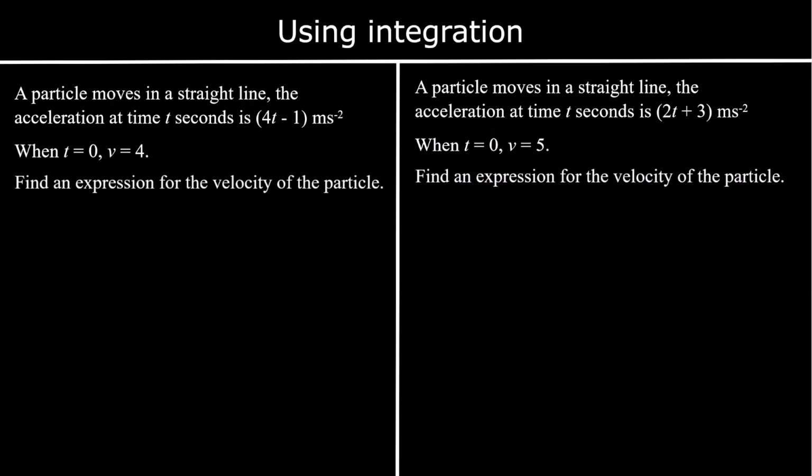A particle moves in a straight line. The acceleration at time t seconds is 4t minus 1 meters per second squared. When t equals 0, v equals 4. Find an expression for the velocity.